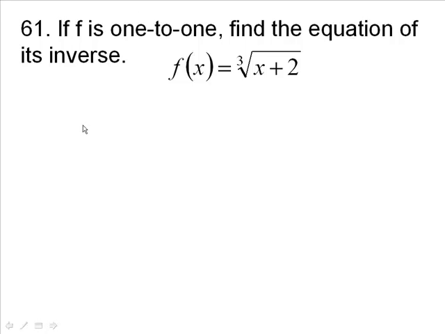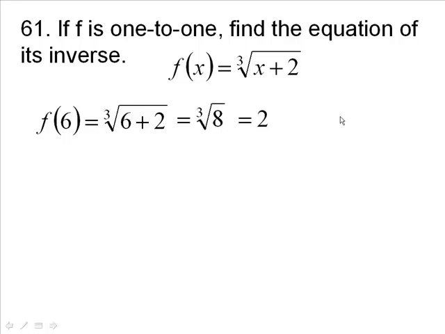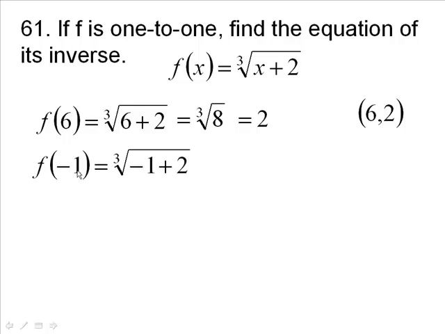Let x be 6. f of 6 is the cube root of 6 plus 2, which is the cube root of 8, which is 2. So my first point can be 6 comma 2. Now we'll let x be negative 1. Negative 1 plus 2 is 1. The cube root of 1 is 1. So when x is negative 1, y is 1.